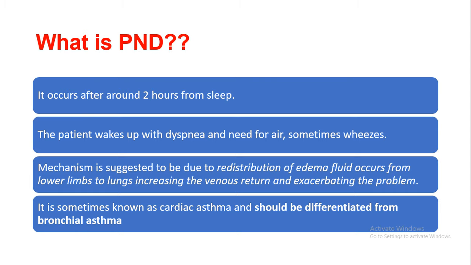Do you have any episodes when you have to wake up 1 to 2 hours after sleeping because of dyspnea, and you have to run to the window to take your breath? This may be an indicator that the patient has paroxysmal nocturnal dyspnea, which may indicate that the patient has left-sided heart disease. What is the mechanism of paroxysmal nocturnal dyspnea? Mostly it occurs due to fluid redistribution from the lower limbs to the lungs due to increased venous return.